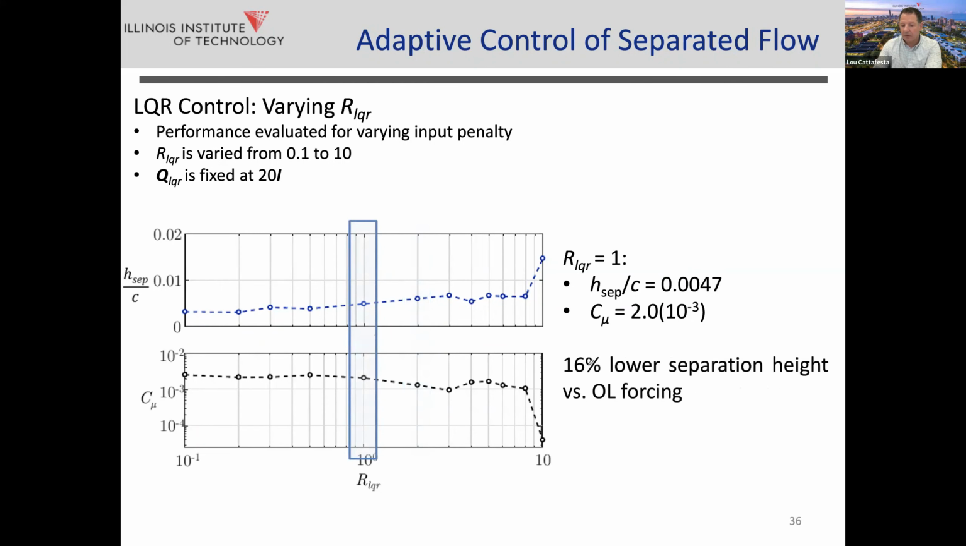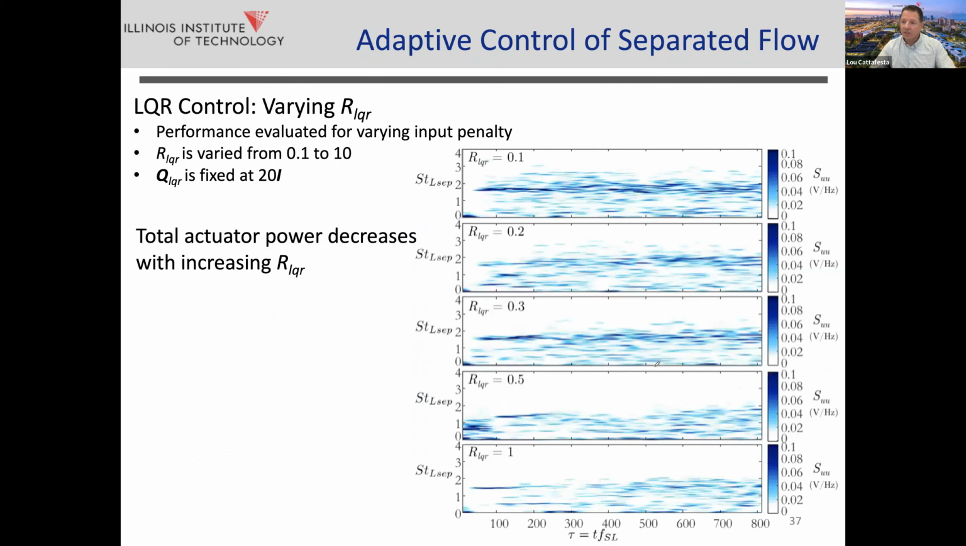This turns out to give you a slightly smaller separation bubble, so better results than the best open loop forcing case that we have. All right. So what does the signal actually look like? What does the control signal do? It's not sinusoidal. So it's actually quite interesting.